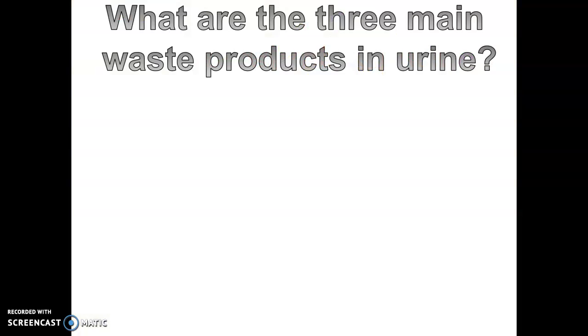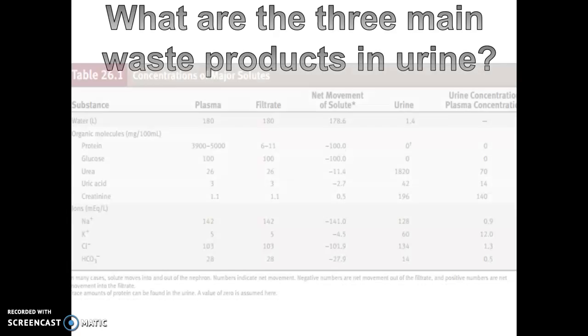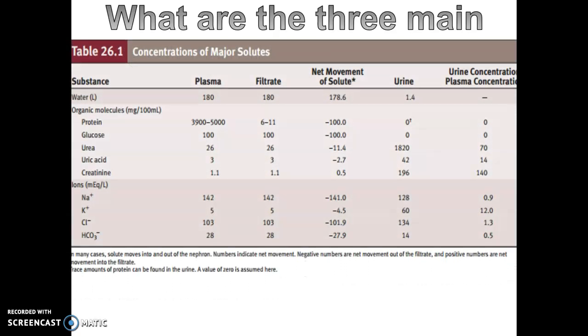What are the three main products in urine? Three main waste products? Look at the diagram. Really, two main things you need to look at: the plasma levels, milligrams per 100 mils, and the urine levels. If you look down here, proteins, not found in urine. Glucose, not found in urine. Should not be found. If you have protein in your urine, it's called glomerulonephritis, infection of the kidneys, the glomerulus and the nephron. Glucose, that's diabetes mellitus. That should not be in there.